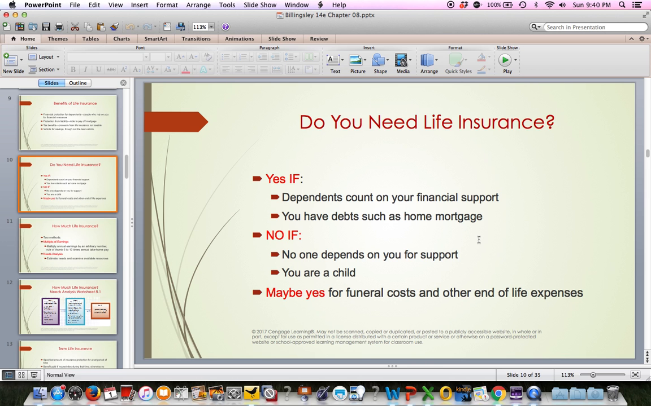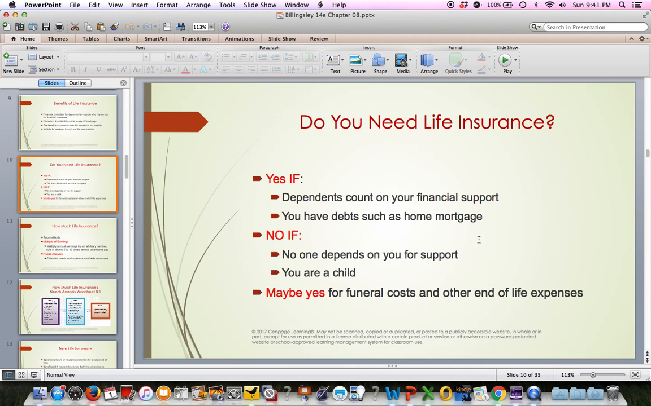So do you need life insurance? The answer is yes, if you have dependents who count on your financial support. So the second you have a child, you better make sure you've got plenty of life insurance. And if you have debt such as a home mortgage, even if you're single, it's probably worth having enough life insurance that if you pass, your home can be paid off, so that whoever has to settle your estate doesn't have to worry about that. No, if you do not have dependents and you're a child. Maybe yes for funeral costs and other end-of-life expenses. It's always probably worth having a little bit of life insurance, even if it's just you.